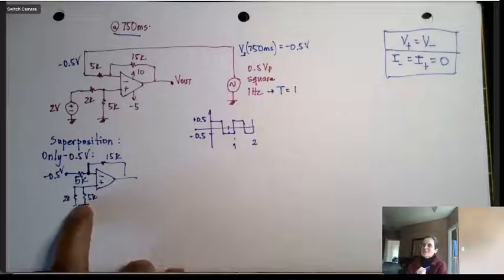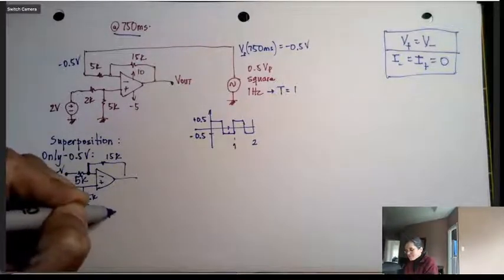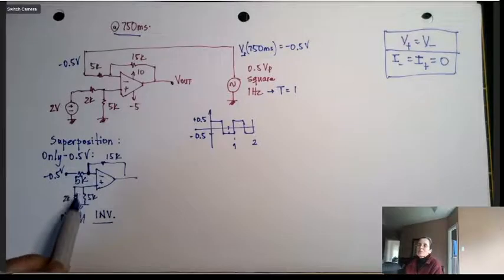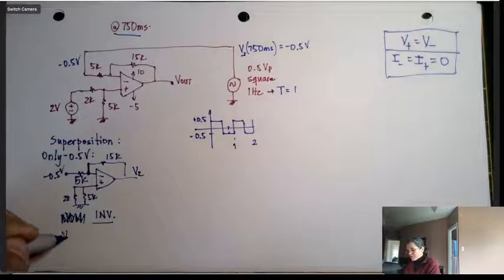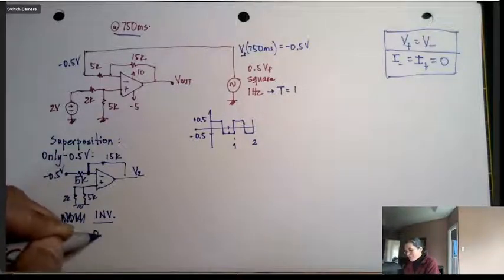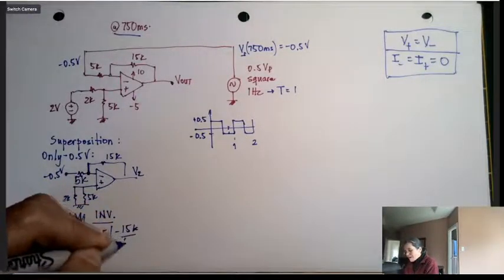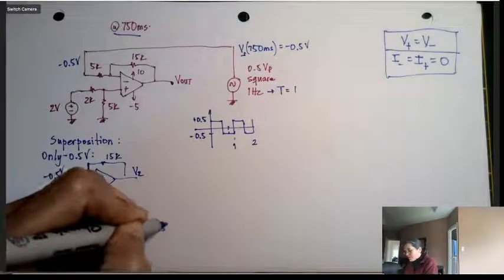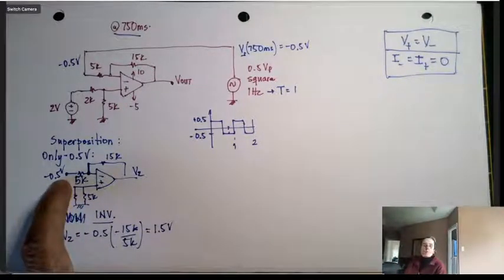Actually, because this is 0, this turns into a non-inverting amplifier. Oops, this turns into an inverting amplifier, because my signal is on the negative input, and this gets multiplied by minus 3. So really this V2 here will be minus 0.5 times minus 15K divided by 5K, which is minus 3. So minus times minus, that means it's 1.5 volts, the output, because of the minus 0.5 volts input.